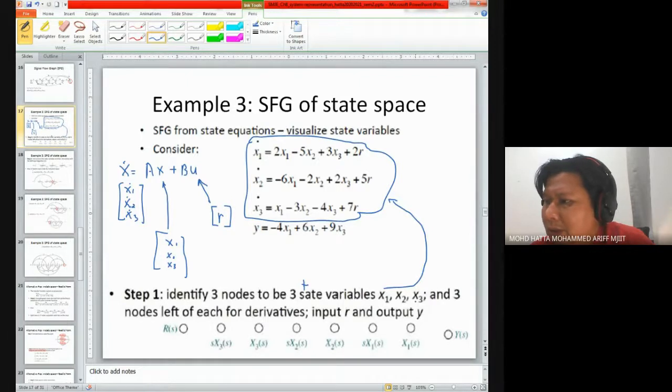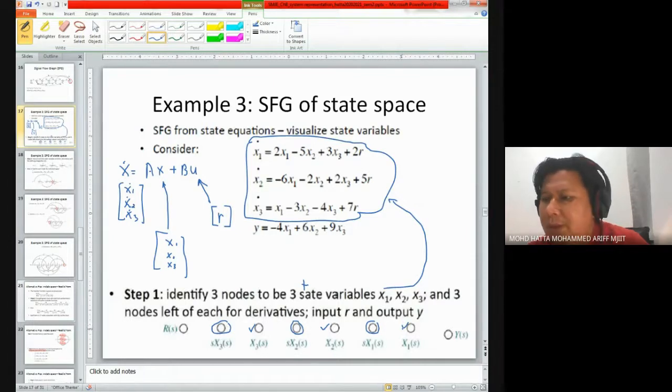First we identify the nodes, three nodes for each of the derivative, input R and output. It's difficult to understand based on this description. I would say that first we know that we have three states. So we try to draw these three pairs. Okay.